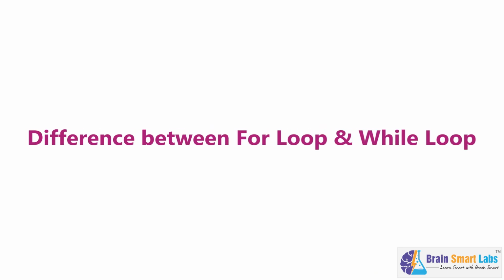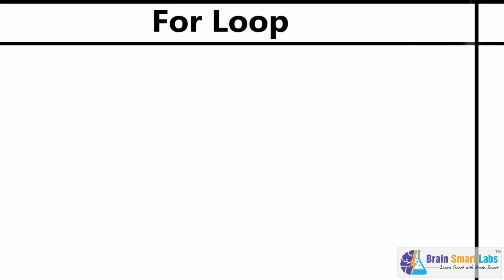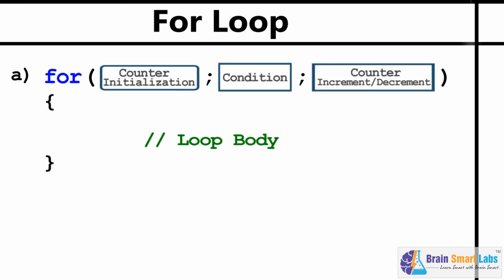Now here is an important interview question for you. What is the difference between a for loop and a while loop? The topic is almost coming to an end, so stay close. The structure of a for loop is such that the counter initialization, the looping condition and the counter increment or decrement operation will always be present in a single line.